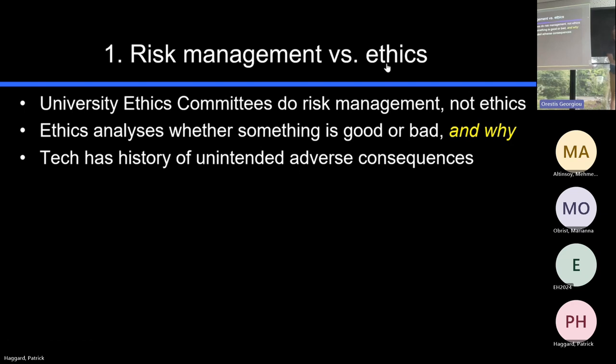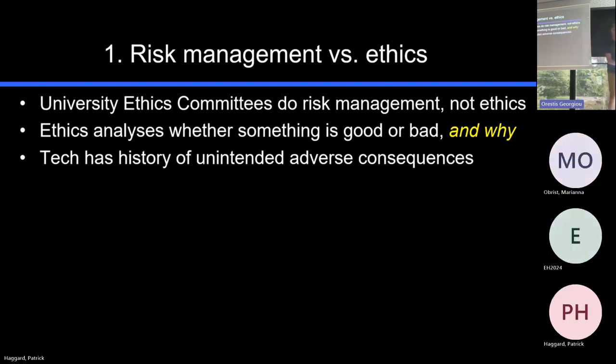So first of all, it's important to distinguish between risk management and ethics. Most of you probably have to get university ethics committees or company ethics committees to approve your studies. And these are organs that do risk management. They don't do ethics. What they really do is stop people from suing the university when something goes wrong. So that's very useful. It's very important. We have to do it, but it's risk management. And ethics is not that. Ethics is the process of analyzing whether something is good or bad and why it's good or bad. And ethics is therefore an important way of understanding what we're doing and what its moral status is.